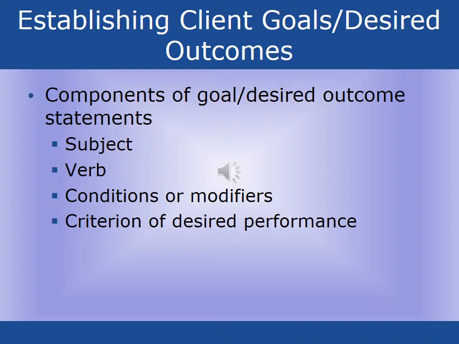Let's say that the subject is the patient will. The verb is walk 10 feet. The condition or modifier is without assistance. And the criterion of desired performance is they'll do this by 3 p.m. So if we put all of that together, the patient will walk 10 feet without assistance by 3 p.m. So it's very clear, it's very specific, it's very measurable, and it's within a given time frame.